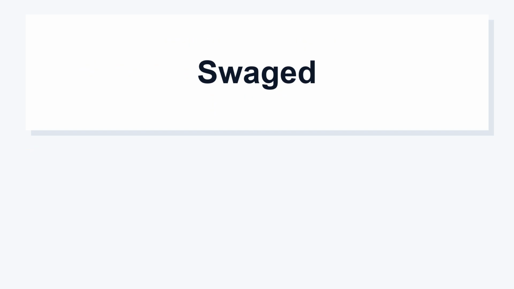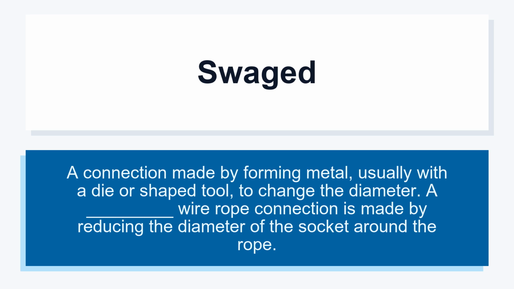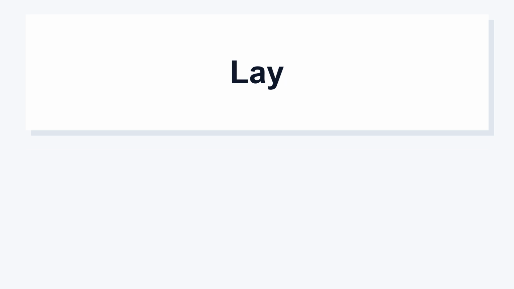Swagged. A connection made by forming metal, usually with a die or shaped tool, to change the diameter. A swagged wire rope connection is made by reducing the diameter of the socket around the rope. Lay.